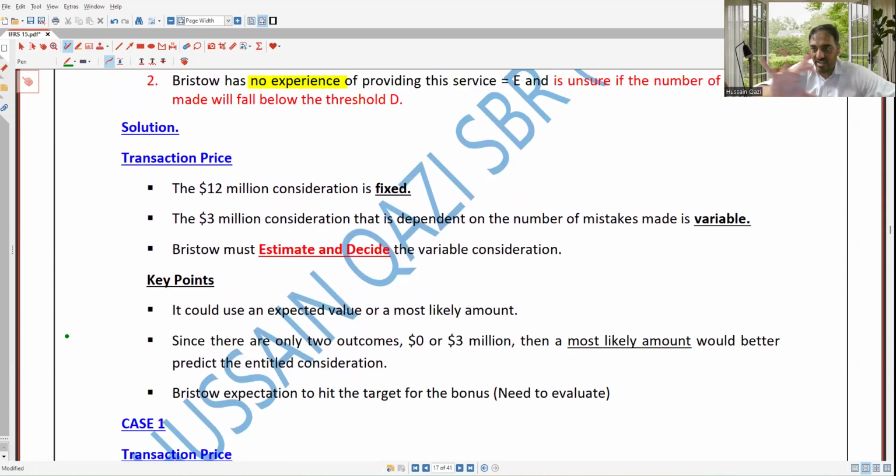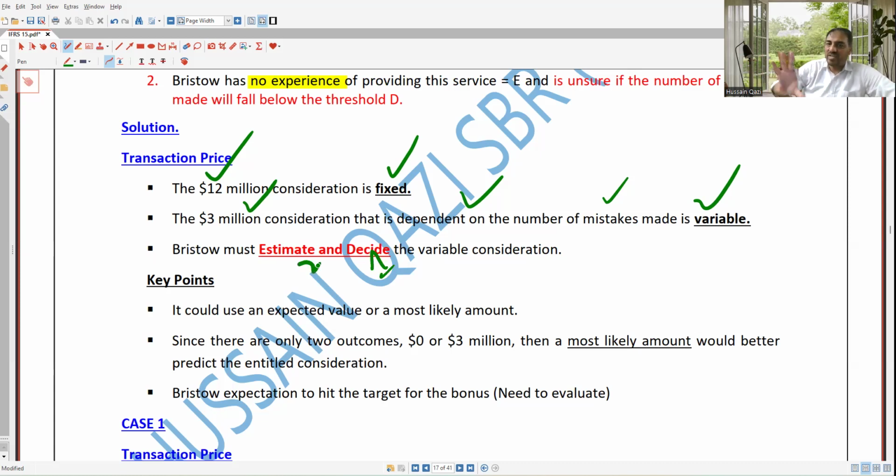If this is the case, now let's make a discussion. Number 1, the discussion starts with transaction price: fixed is 12. 3 million is variable because it depends on some future conditions. That's a future condition on mistakes. Now they need to decide and estimate. Estimation is very simple here.